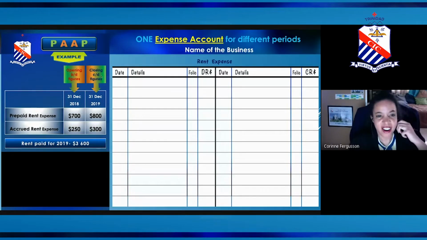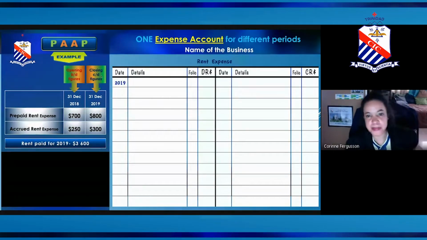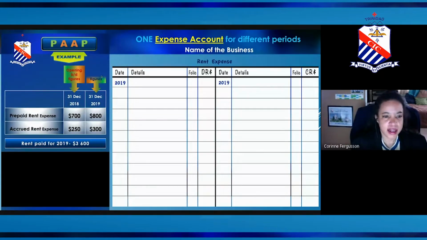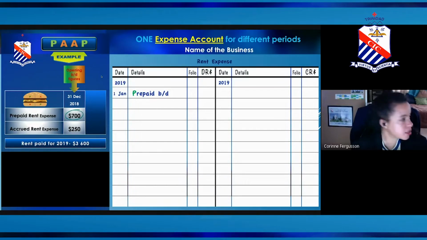All right, first thing would be the year, which is 2019. Second thing, you would be dealing with the opening figures, which we established as that column, but the date you're going to put is the 1st of January. PAP would be prepaid brought down. You check to see it is the 700. So 700. Then the next one will be the A, 1st of January, accrued. You check to see, yes, there is. If you didn't have any, you could just put the dash, okay, or the 0. But we have 250.